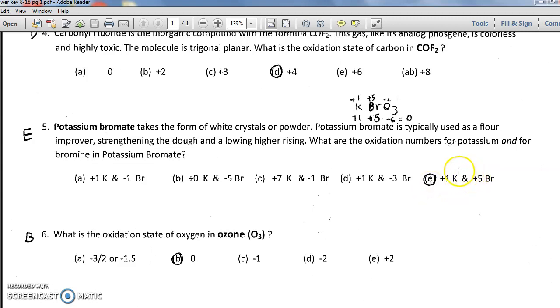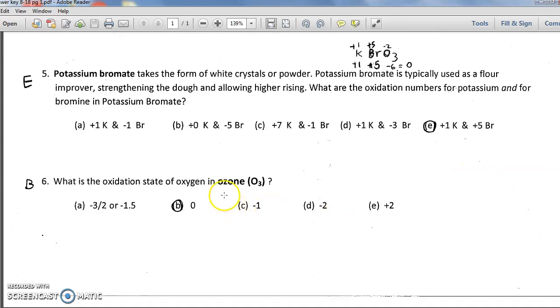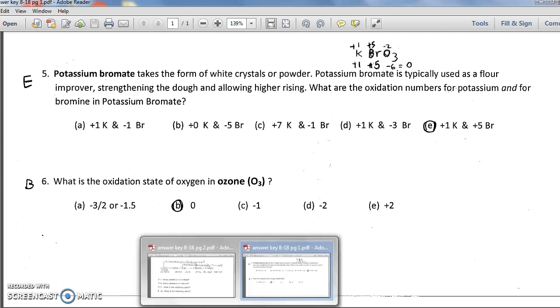Number 6 is a relatively easy one. If you remember, they're asking for the oxidation state of oxygen in ozone, O3. There's only one element here. It's oxygen. When you have a substance that's obviously not a compound, made up of only one element, that element's oxidation number must be 0 because you cannot hog electrons from another element of the exact same type.